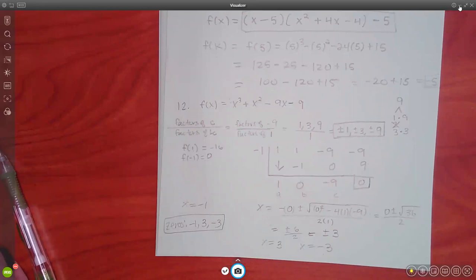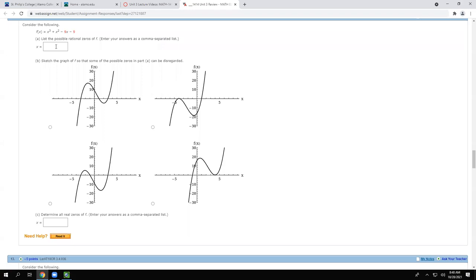I think I might have to draw or something. Let's go see. Maybe not. So possibles would be that plus or minus symbol. Operations, maybe? No. I know I've seen it. Or do they just want you to write them all out? I guess so. So you have to do 1, comma, negative 1, comma, 3, negative 3, 9, negative 9. And then the ones that worked were negative 1, negative 3, and 3.